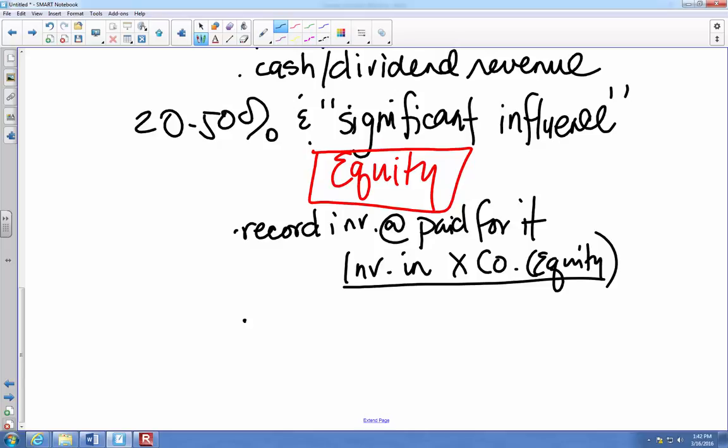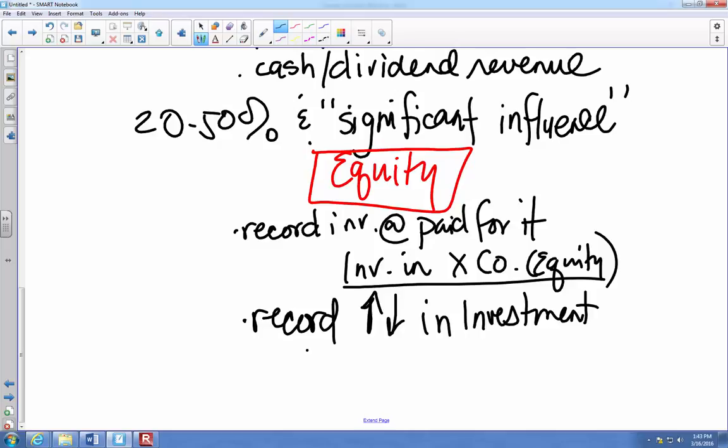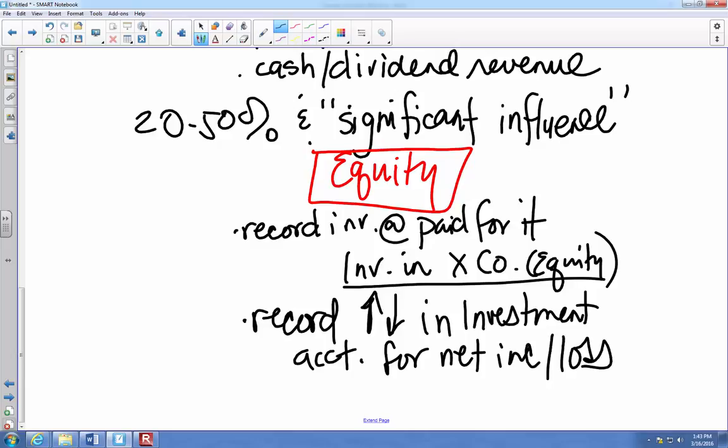Secondly, at the end of the year when they declare their net income or net loss, in other words, when they run their P&L, you have to record a share of that because you really own part of the retained earnings. So if you own like 20%, you record 20% of their loss or their gain. Yep. So you're going to record an increase or decrease in your investment account for net income or loss. And this is all in your books.